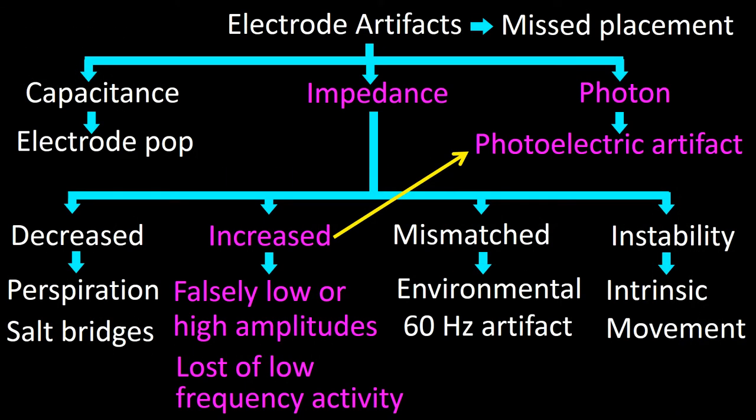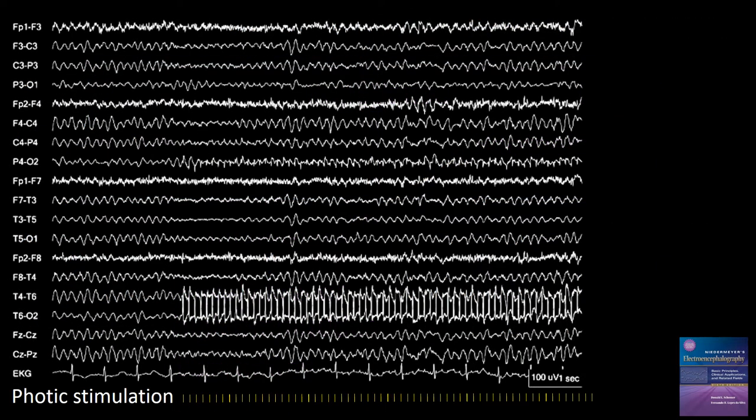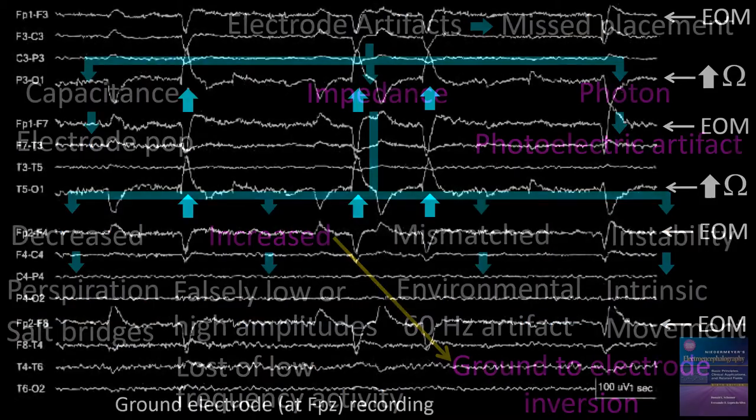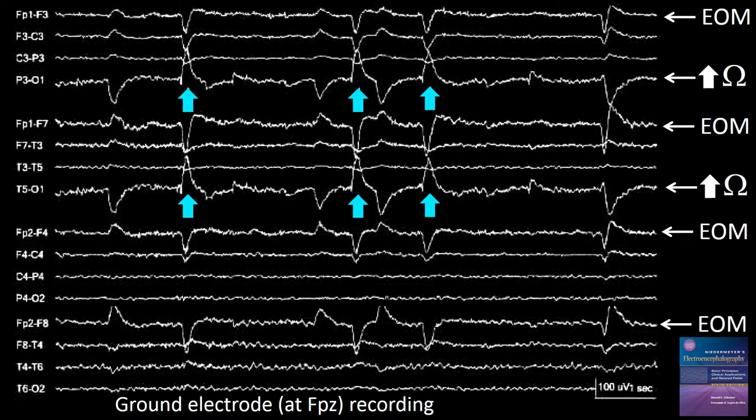Increased impedance also, as we just mentioned, makes electrodes more vulnerable to producing photoelectric artifacts. As you can see in this frame, this artifact is likely to be the consequence of an increased impedance on the T6 electrode. Another consequence of increased impedance is that it can lead to the ground electrode going into the amplifier to become the de facto E1 electrode. This situation is often referred to as ground electrode to regular electrode inversion.